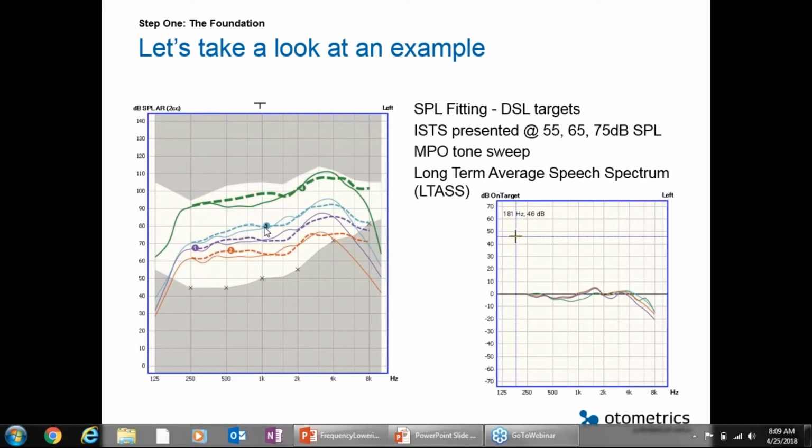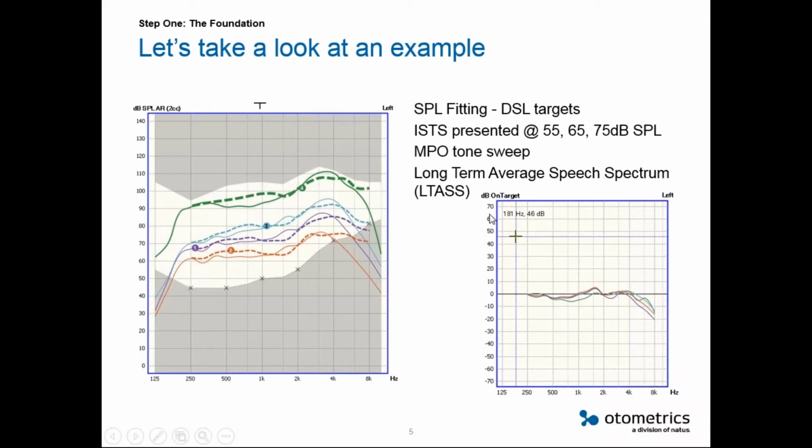We were able to match target through 4,000 Hertz within about 5 dB, and through most of the frequency range within about 3 dB. Over on the right, what you see is actually the on-target view available in Oracle, which just makes it very easy to see how close you are to target. It graphs the difference between the target and the measurement curve of the hearing aid, the response curve. So when the lines are right at 0, it means that we met our target with very little variation.